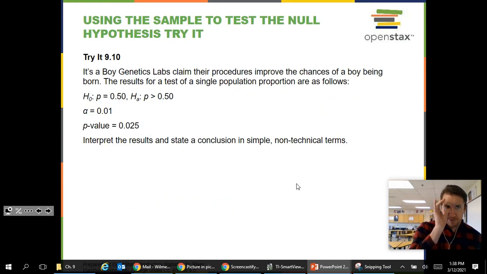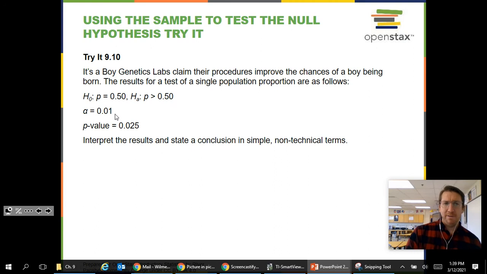Let's try a little example. And this example is kind of cooked up. We'll do a better example in the next video. So we have a lab claiming their procedure improves the chances of a boy being born. The results for a test for a single population proportion are as follows. So we have the population at 50-50, that's the null hypothesis, and our alternative would be the proportion is bigger than 50%. So we're trying to prove that they can make a change.